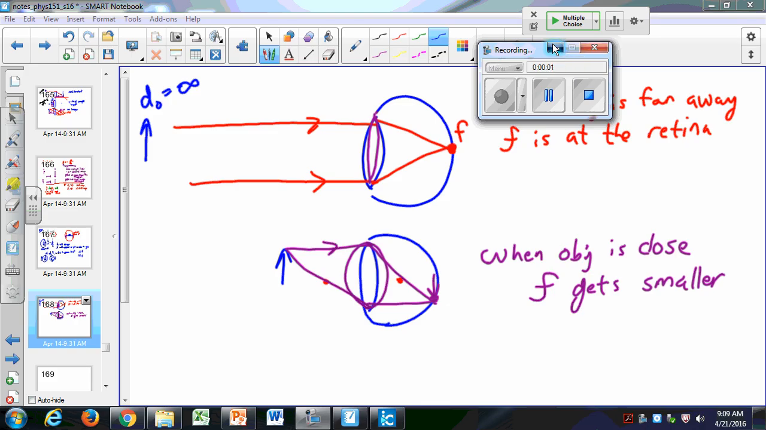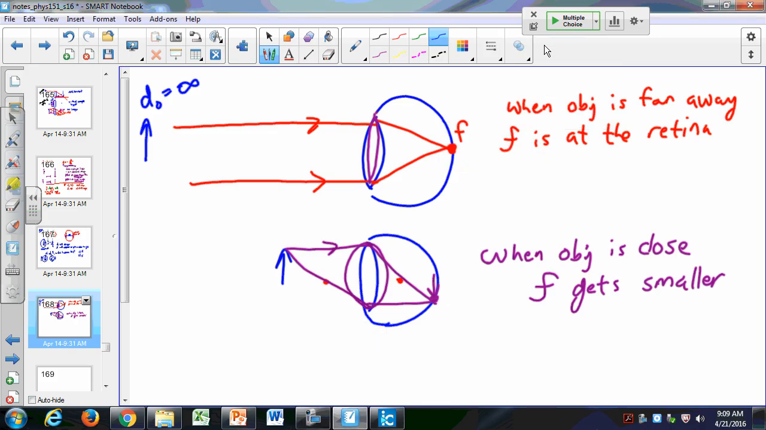...is and what types of images that it makes. And we finished off here, we were talking about how the lens changes and how it changes with the eye when you're looking at things that are either far away or nearby.